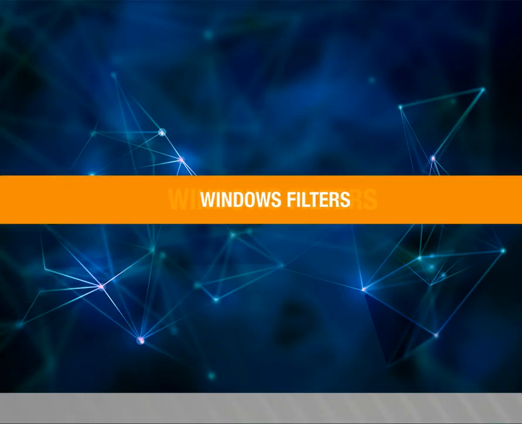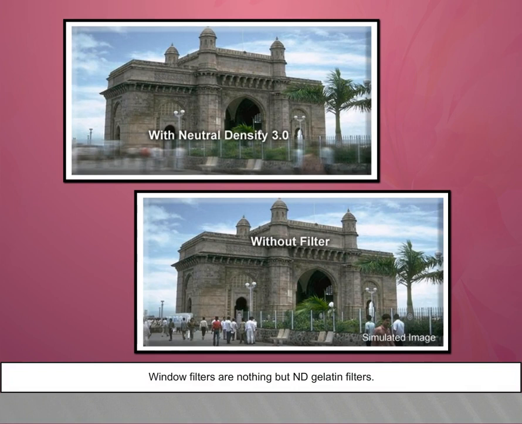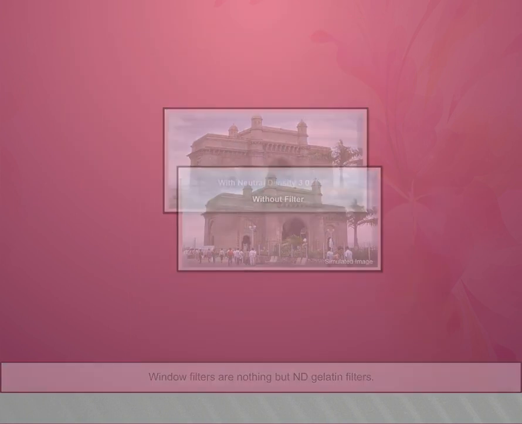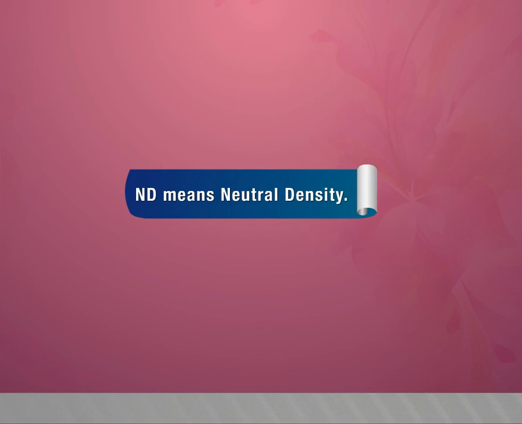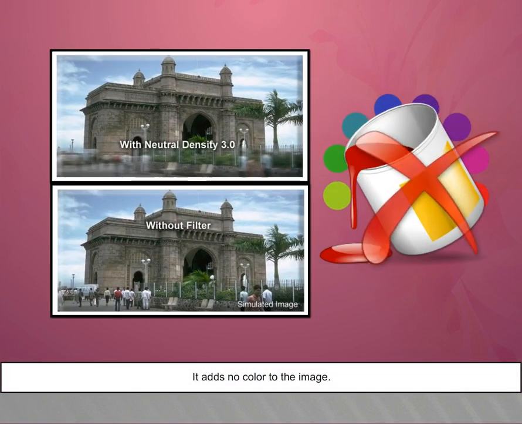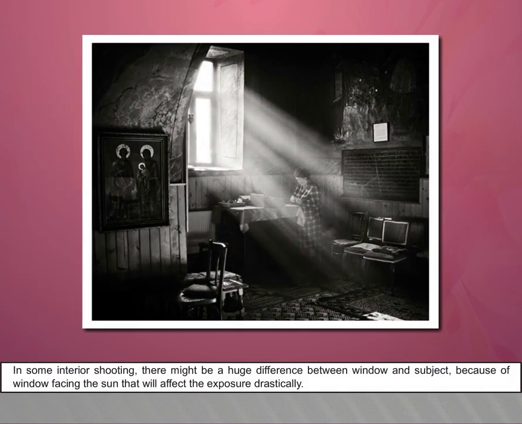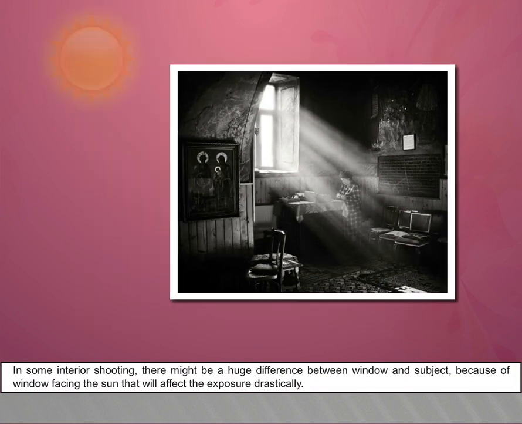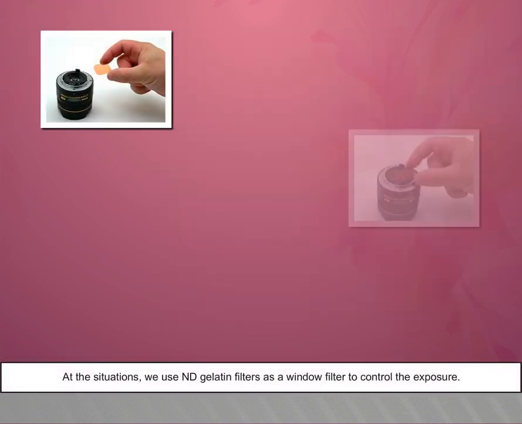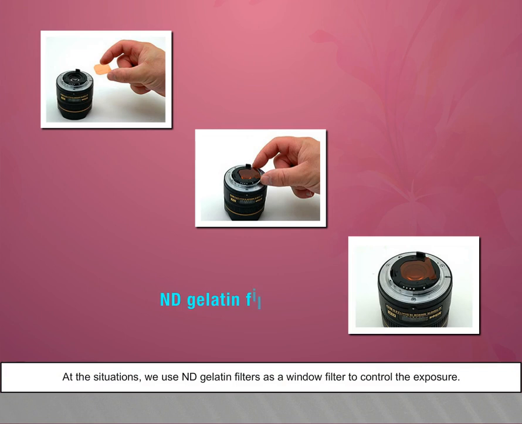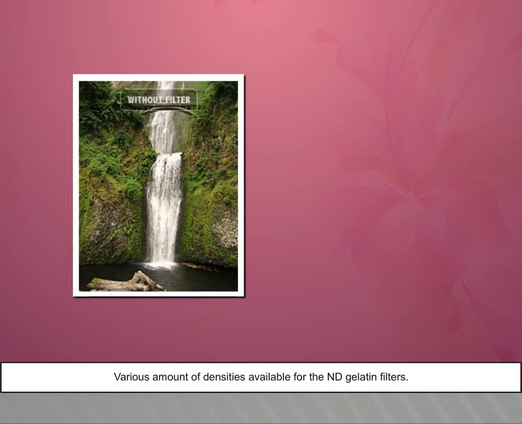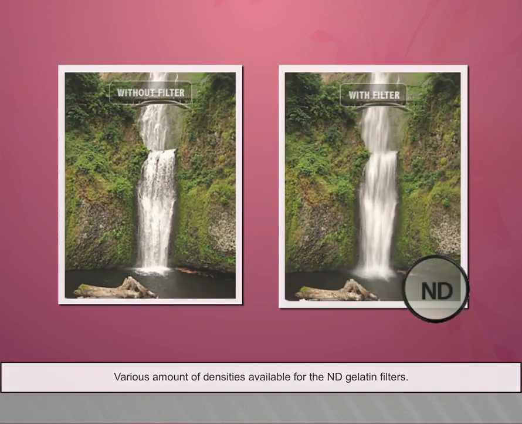Window filters. In this video, we are going to see about window filters. Window filters are nothing but ND gelatin filters. ND means neutral density. It adds no color to the image. In some interior shooting, there might be a huge difference between window and subject. Because of the window facing the sun, that will affect the exposure drastically. In these situations, we use ND gelatin filters as a window filter to control the exposure. Various amounts of density are available for the ND gelatin filters.